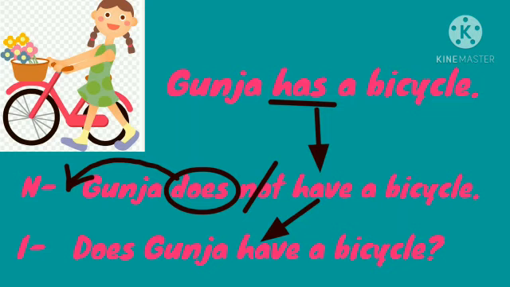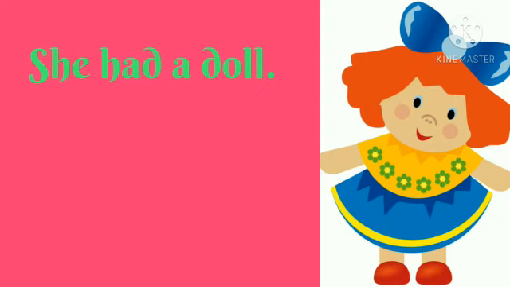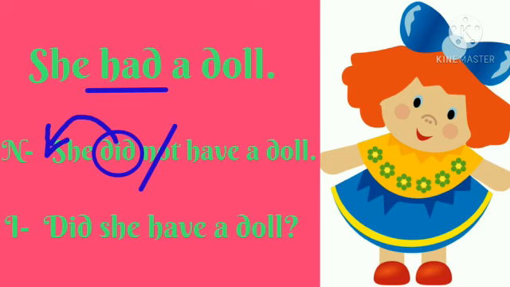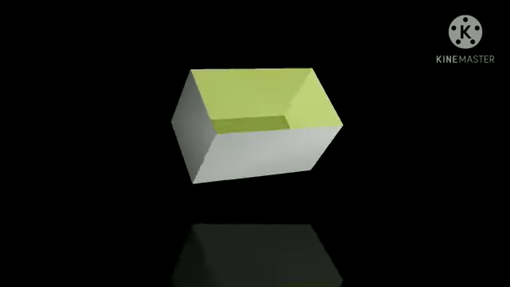Clear? Now let us come to the next one. She had a doll. Here first check which have verb is here. Here is had. So its negative form will be she did not have a doll. And as you have already understood, to make it interrogative, we will just change the position of did, omit not and add a question mark at the end. Then it will become did she have a doll? Okay, now have the next example.